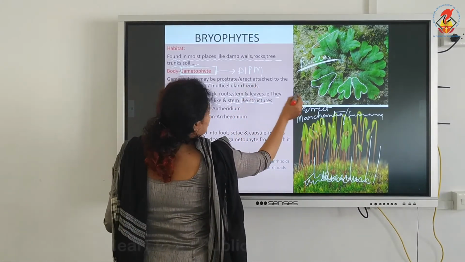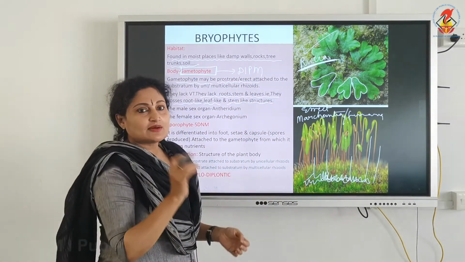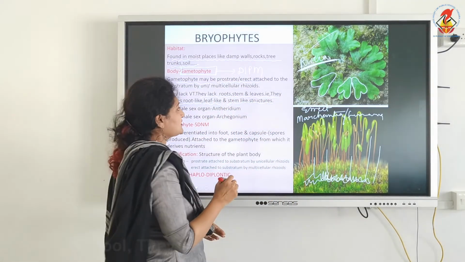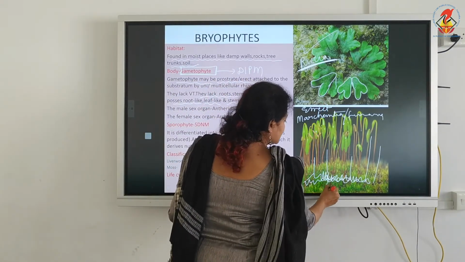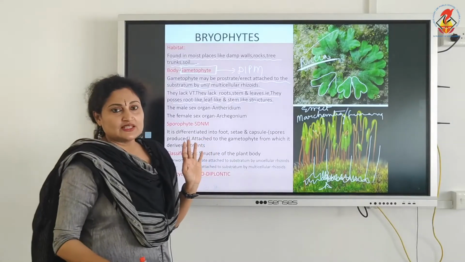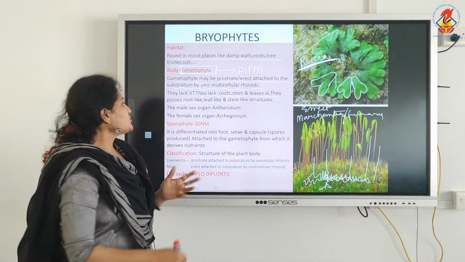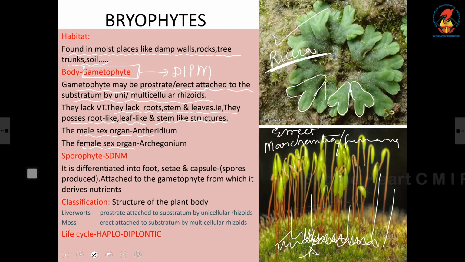And how do these structures attach to the walls? They do not simply glue to the walls. There are some rhizoids, root-like structures, which can be unicellular. In this case it is unicellular, whereas in this case it is multicellular. Attached to the substratum by unicellular or multicellular rhizoids. And being gametophytes, definitely what should it possess? It should possess the male sex organ and female sex organ. The male sex organ is called the antheridium and the female sex organ is called the archegonium.